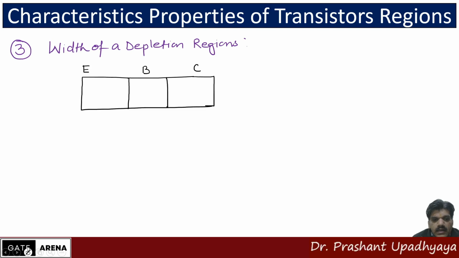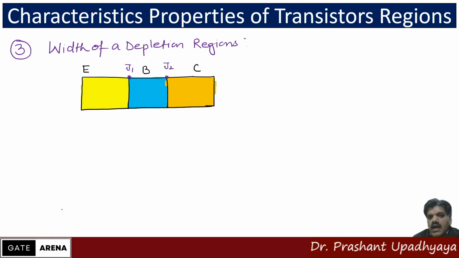And for the visualization, I am doing it in color. So this is my emitter, this is my base and this is my collector. And we have discussed that they will be having a junction. So we will be having a junction here. This is my J1 and this is my junction J2.